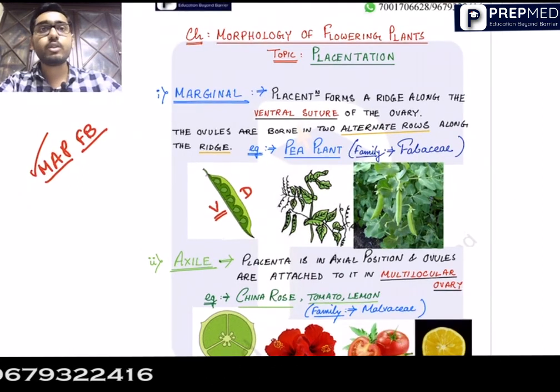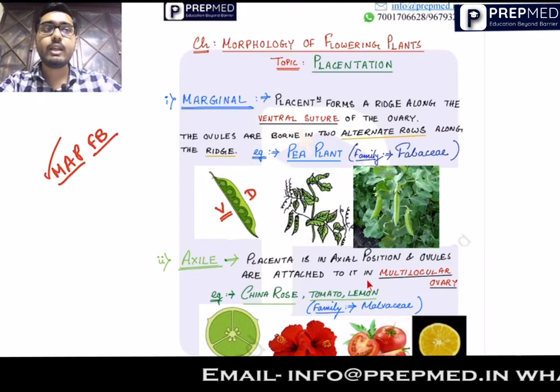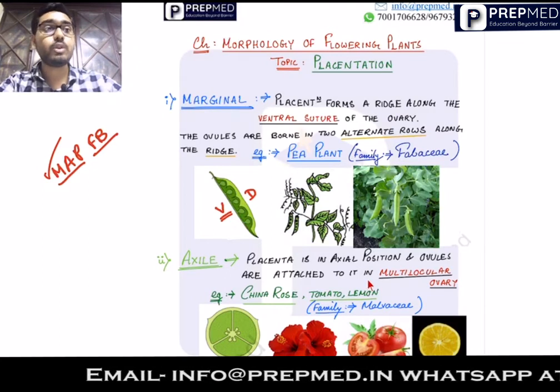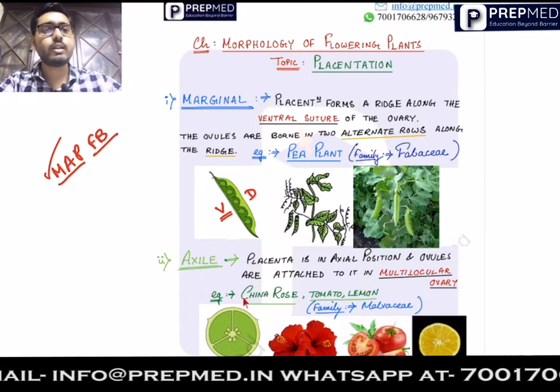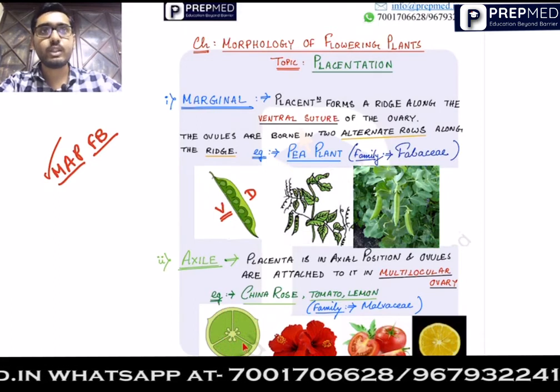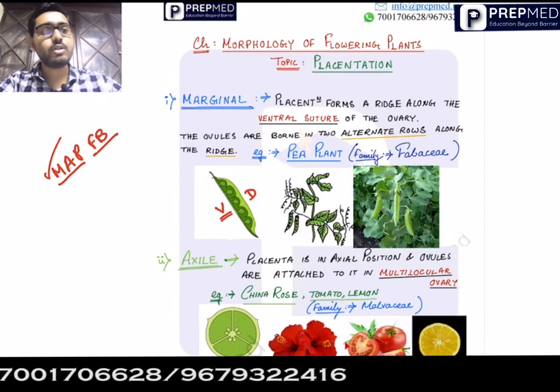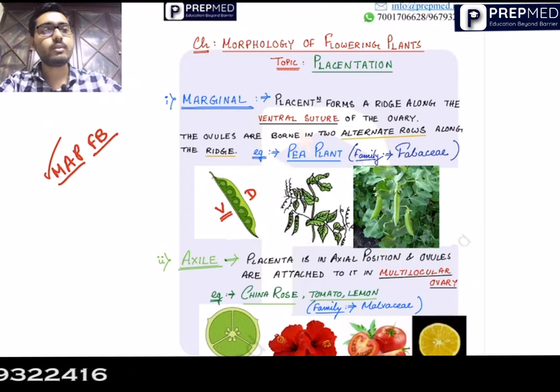Now let's come to the second letter, which is A of MAP, axial placentation. The placenta is in the axial position and ovules are attached to it in a multilocular ovary. What are locules? These are the septa which help in forming compartments within the ovary. Examples are China rose, tomato and lemon.